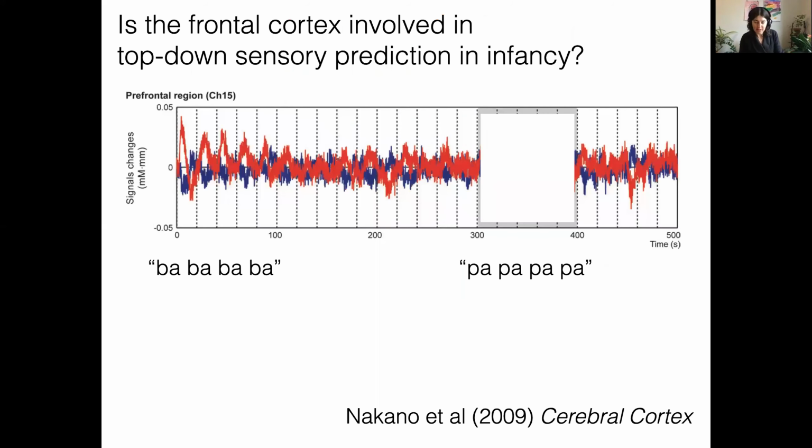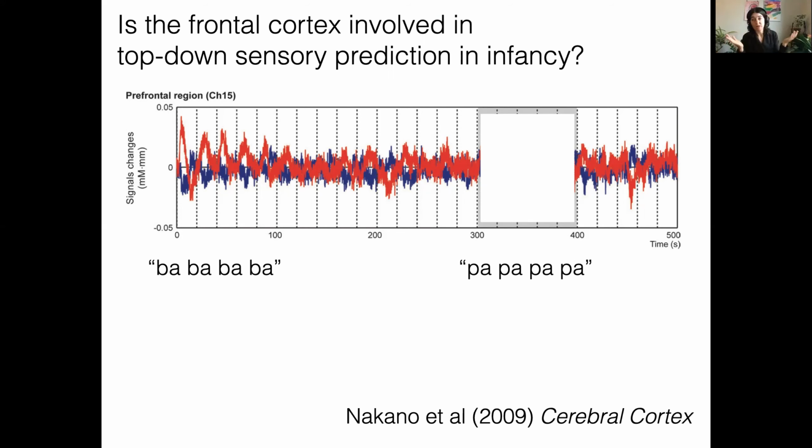But where do these signals come from? I've said cognitive systems and systems that learn about environmental structure very broadly. I think they could potentially come from many different sources, but we see time and again that the frontal lobe might be involved. So we wanted to look at that more specifically. So the question: is the frontal cortex involved in top-down sensory prediction in infancy?